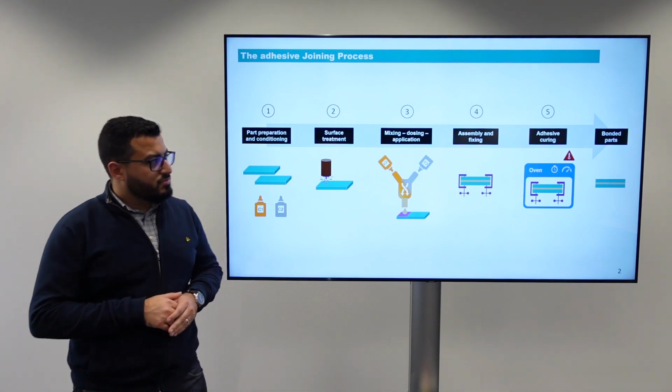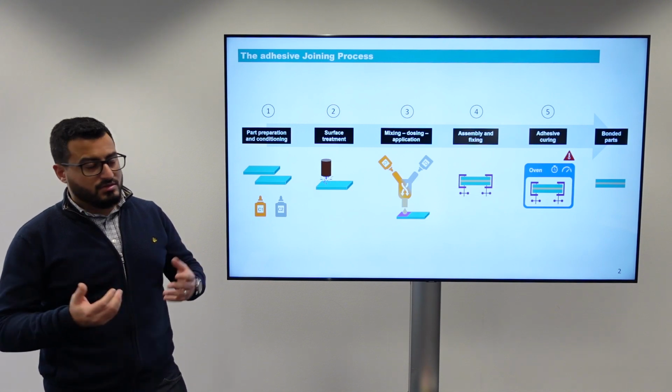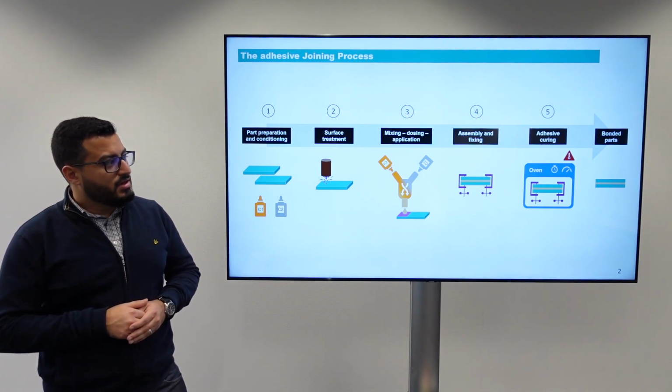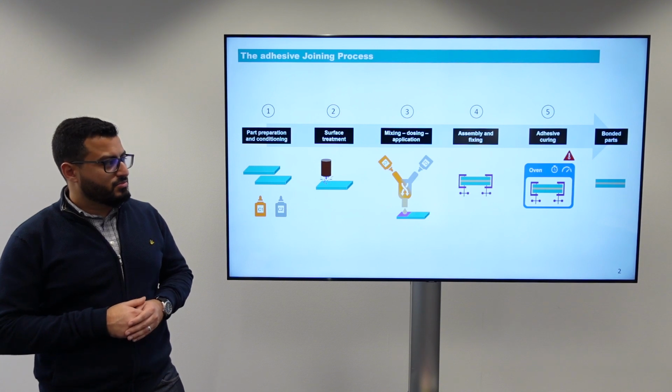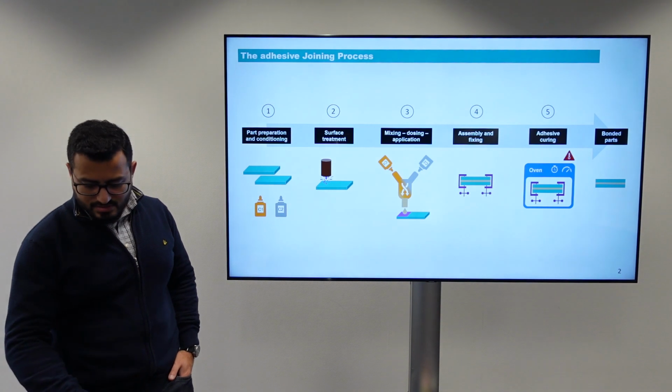The fifth stage would be the curing of the adhesive, and this can be done in an oven or in room temperature, as we will see in a moment. And finally, you have a high quality bonded part. So let's dive into each of these steps in the next slides.